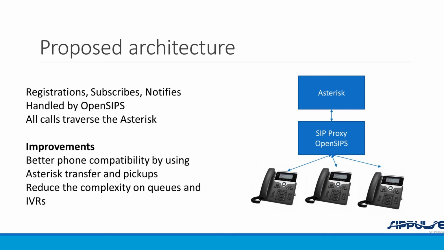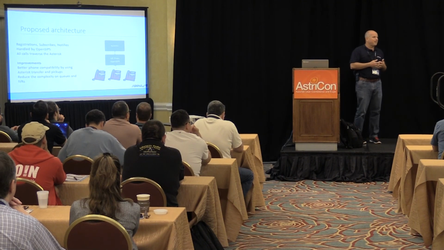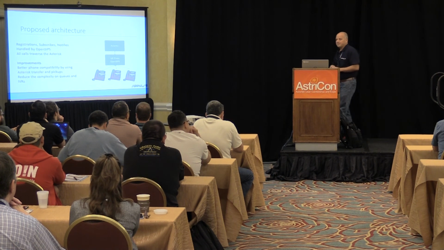But I have a question. Will one Asterisk be enough, or how many Asterisks will we need in this architecture? Which version of Asterisk should I use? Should I use Asterisk or something else? Those were the questions I had before starting testing.